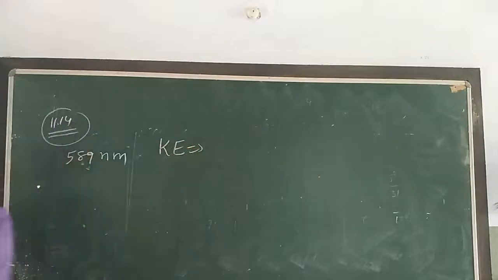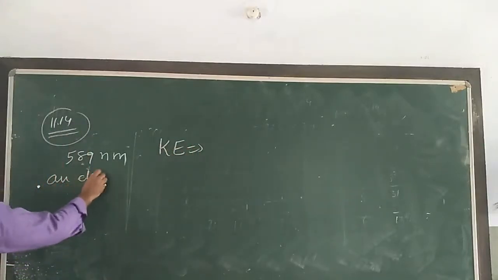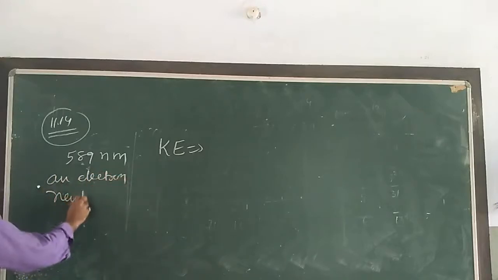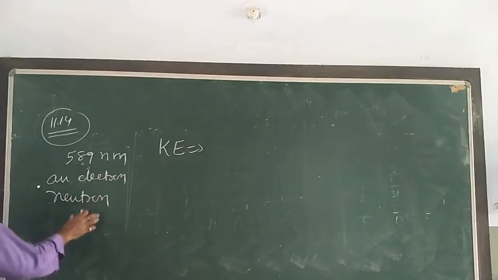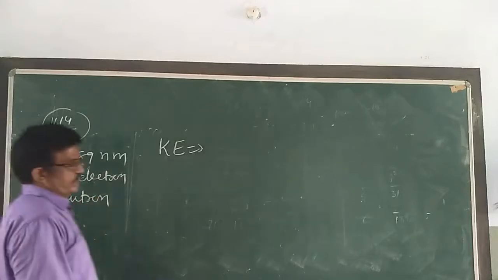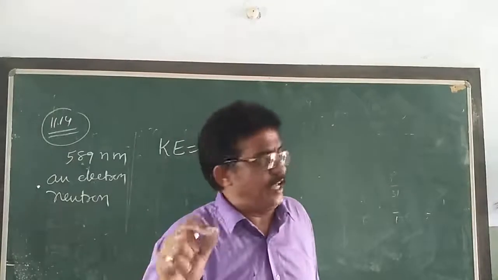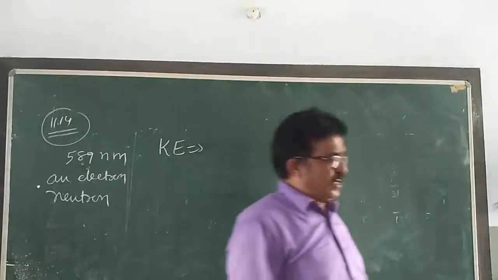Find the kinetic energy at which an electron and a neutron would have the same de Broglie wavelength. दोनों की de Broglie wavelength is same. Then we can say here.